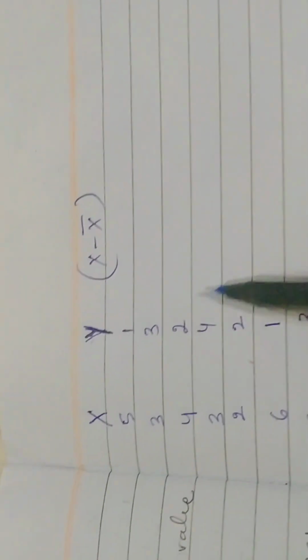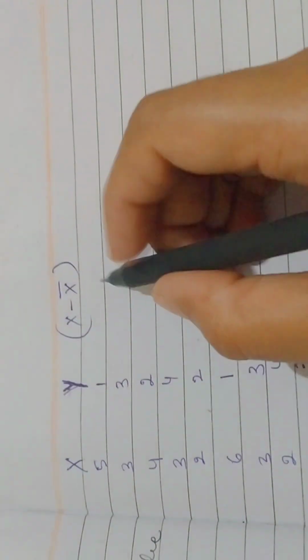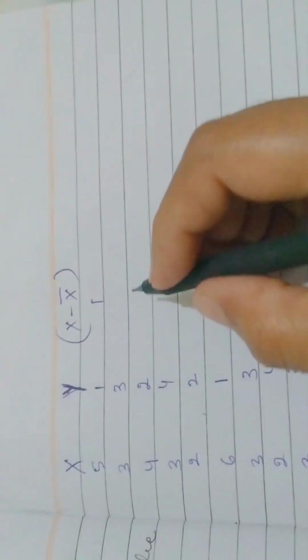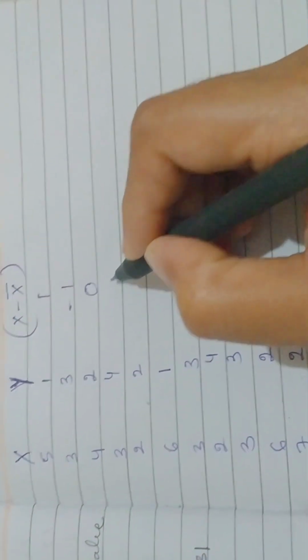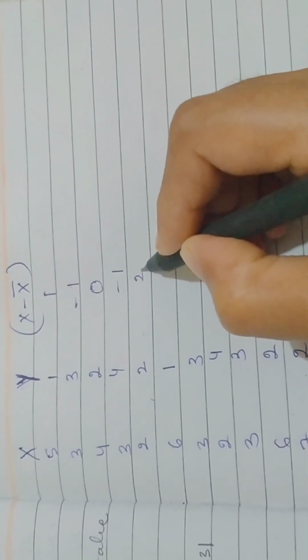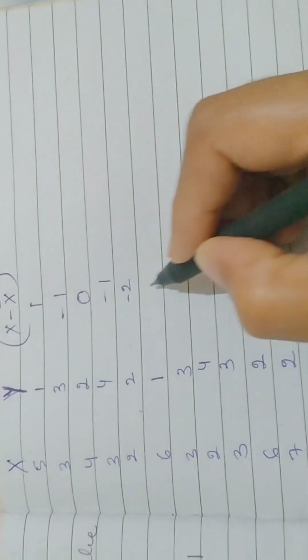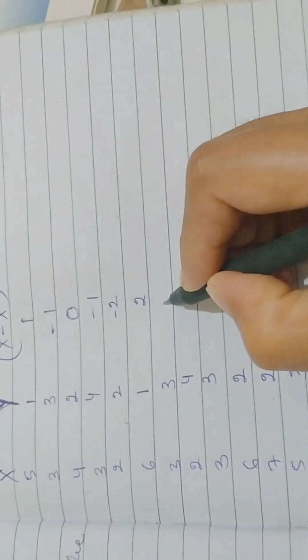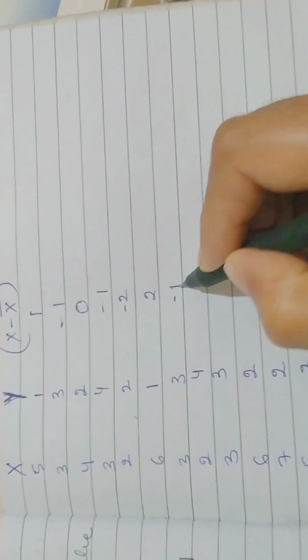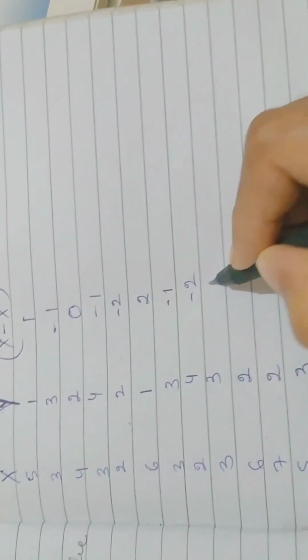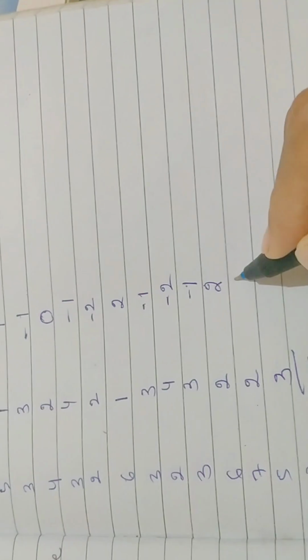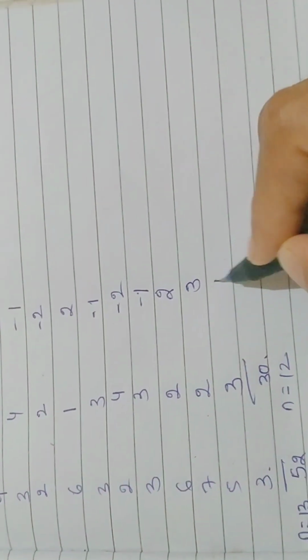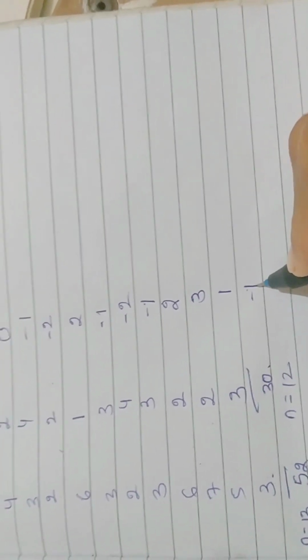What is our next step? Subtracting: 5 minus 4 is 1. Similarly, 3 minus 4 is minus 1. 4 minus 4 is 0. Like that, minus 1, 2, minus 2, then plus 2, then minus 1, then 2, minus 2, then minus 1, then plus 2, then 3, plus 3, then 1, and minus 1.